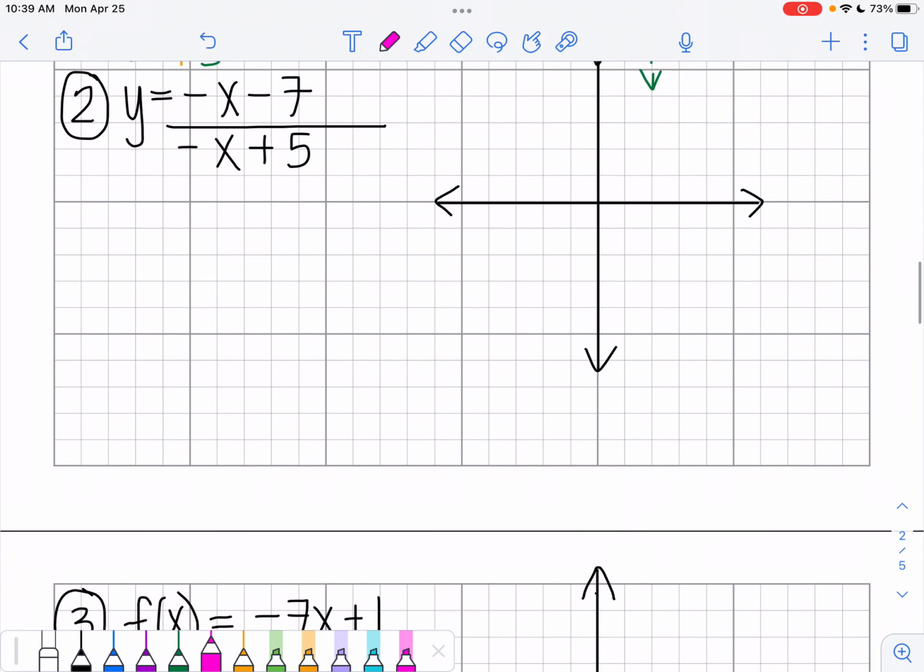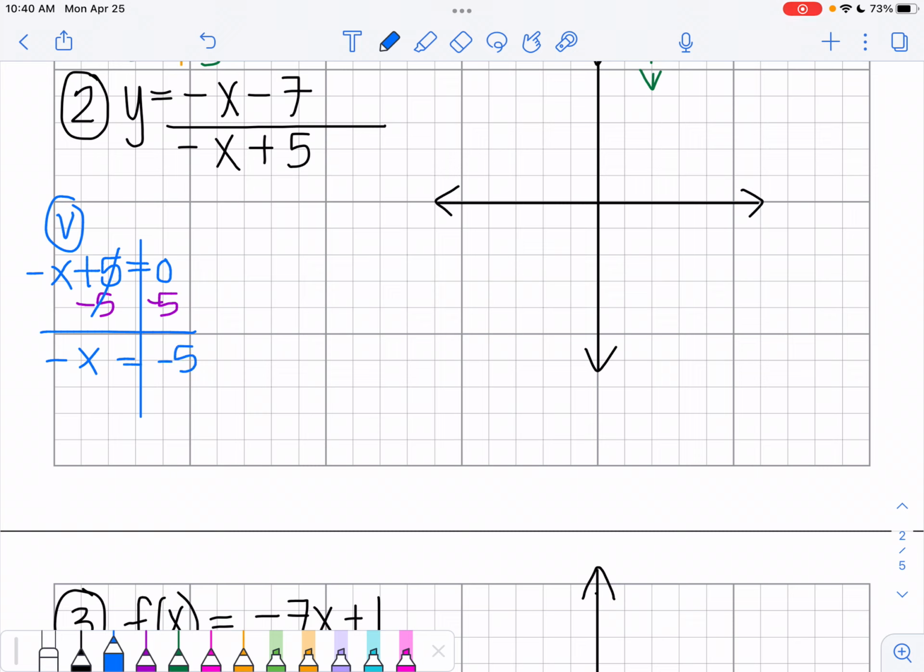Okay, we're going to do vertical asymptote first, so we'll do it in blue this time. So vertical asymptote, I'm going to set my denominator equal to 0, negative x plus 5 equals 0, draw my line down the middle. I have to get x on a side by itself. I'm going to subtract 5 from both sides.